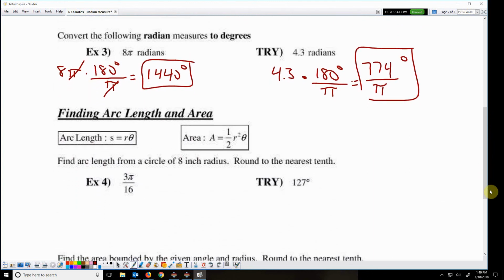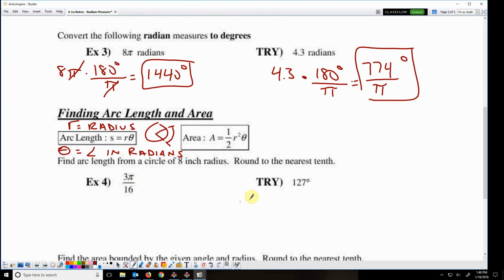Finding the length of an arc. So arc length is abbreviated with S. R here is for radius. Theta is an angle measure, and it is in radians. So finding the length of an arc, what that means is if I've got 2 radii, I'm looking for the length from here around the circle to there.